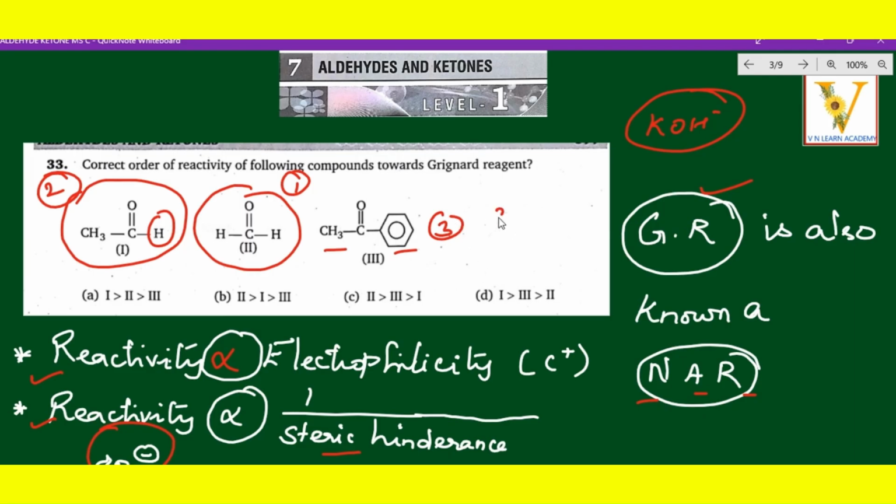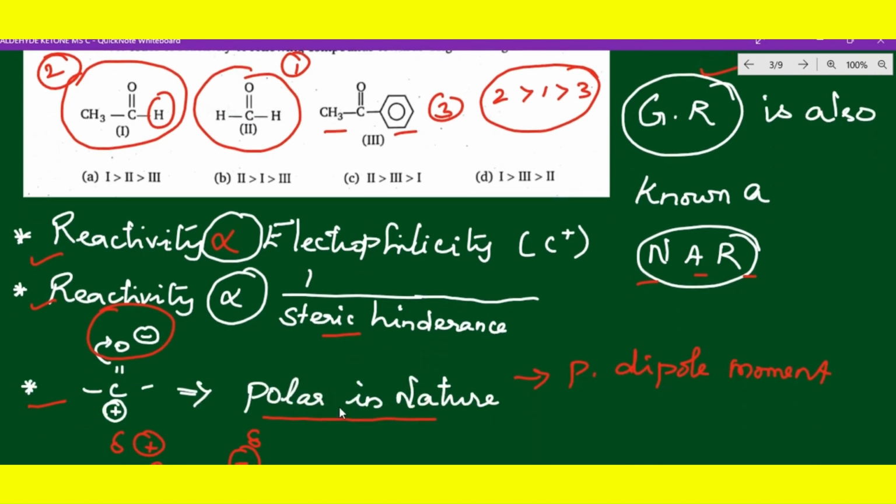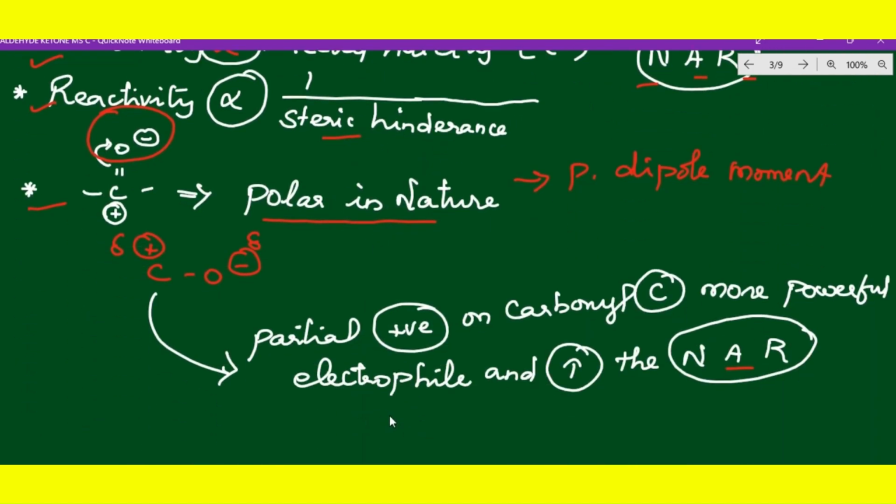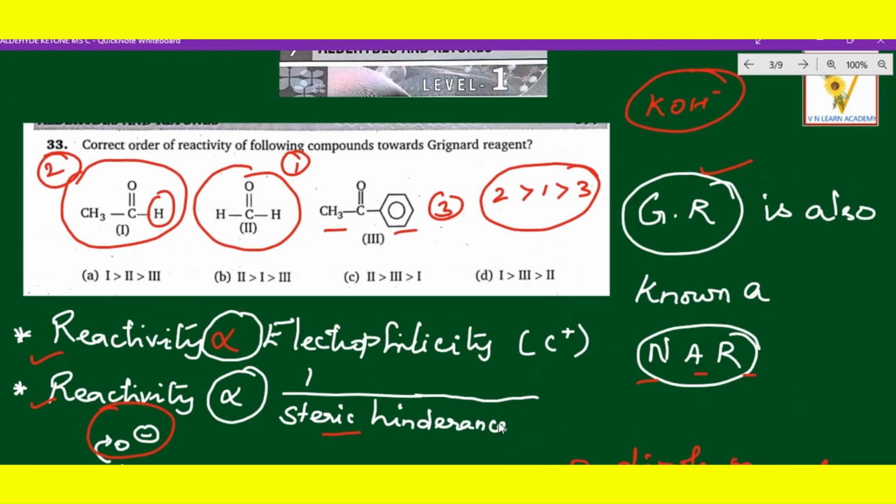Now, which is the correct option? 2, 1 and 3. So this is the correct option. Hope you got the clarity. Why do we go for this option? According to these tricks, that is why I purposely gave a clear idea about the reactivity order. So this is NAR, nothing but nucleophilic addition reaction.